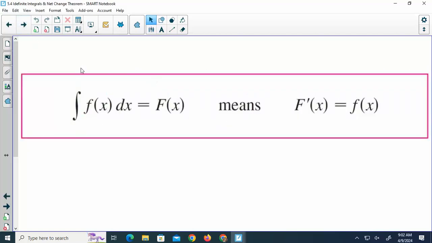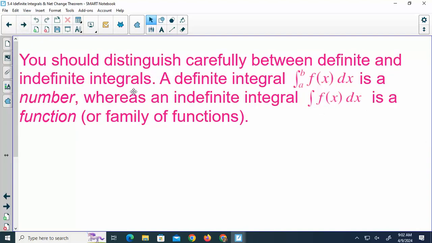So we've kind of already talked about this. Keep in mind then, in a definite integral, you have numbers to plug in, so your answer will be a number at the end. Indefinite integral, we don't have any numbers to plug in, so we're getting a function at the end.